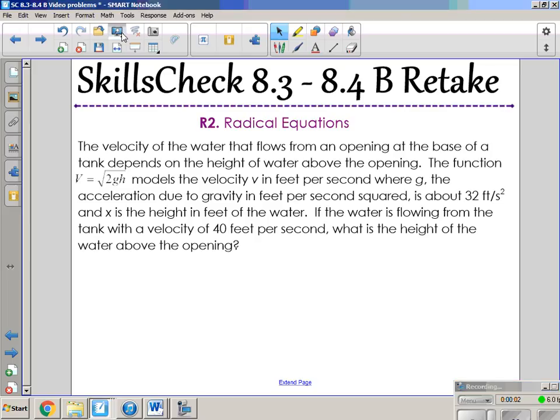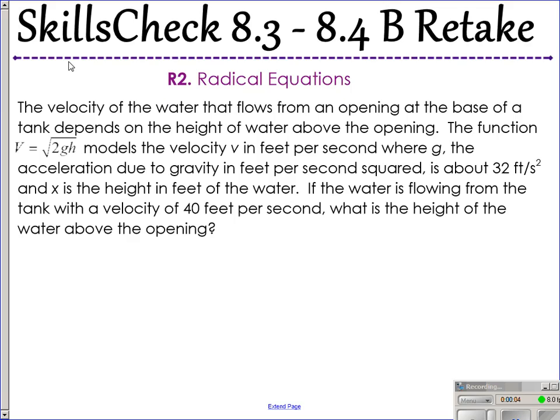Hey guys, Ms. Zarnowski back here for skills check retake for 8.3, 8.4. This time we're looking at question R2. It has to deal with some radical equations.